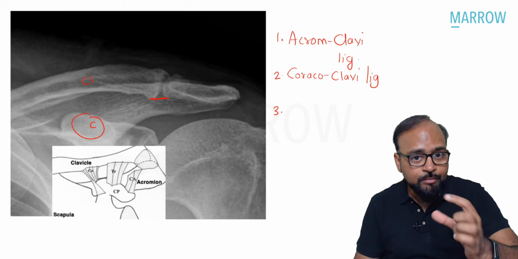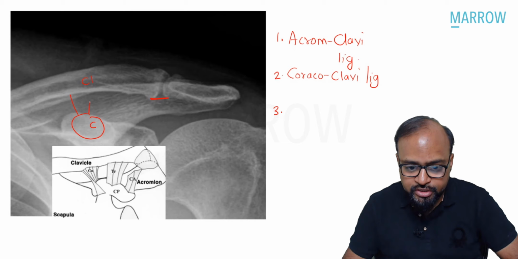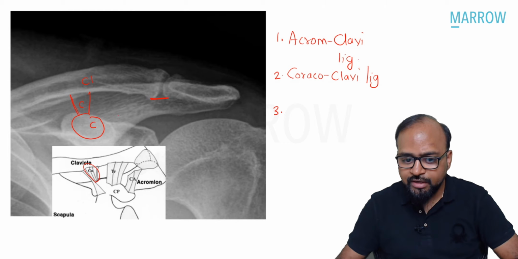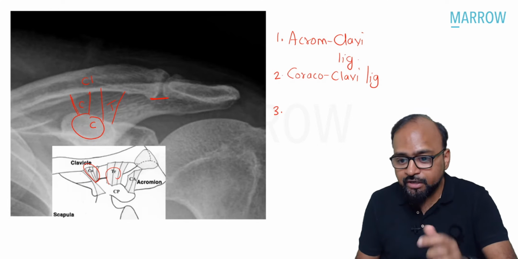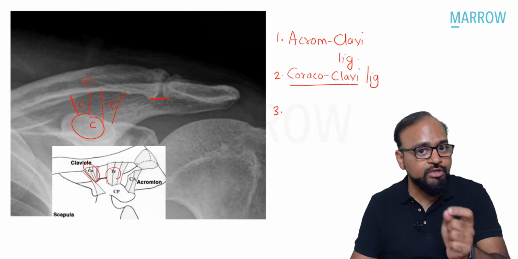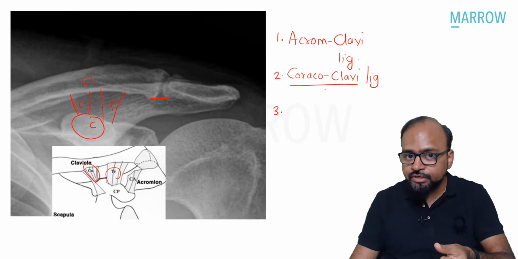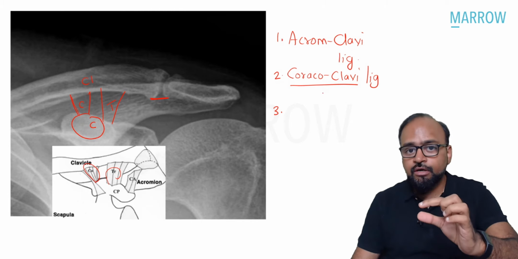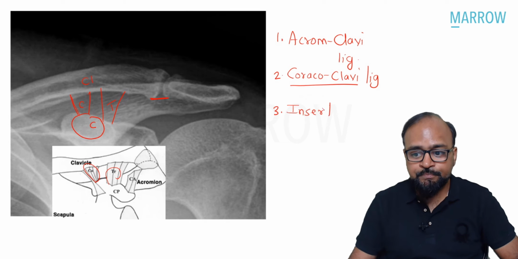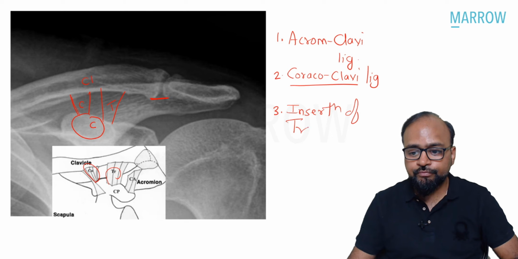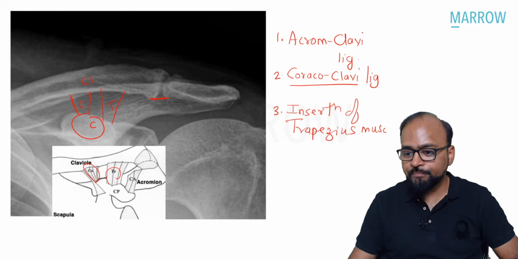So coracoclavicular ligament in fact has 2 parts. One is called the conoid part here, as you can see in this image. See, this is the conoid part, and there is a trapezoid part, which is a fan of fibers like this. So conoid part and trapezoid part are parts of coracoclavicular ligaments. And another third structure that helps stabilize the acromioclavicular joint is the insertion of trapezius muscle, or tendon.